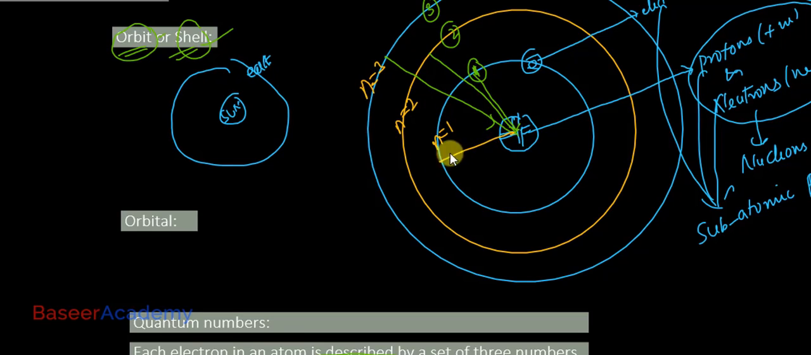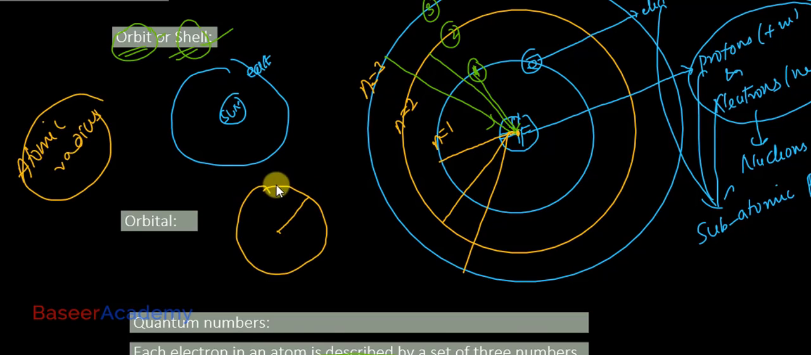When n is equal to 1, the size was this much. When n is equal to 2, the size is this much. When n is equal to 3, the size is this much. So the size of the atom is increasing as the n value increases. And we say that the energy also increases, right? Because energy of second orbit is more than the first orbit. Energy of third orbit is more than the second orbit.